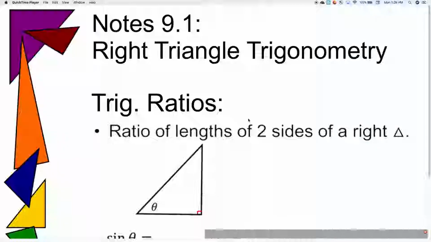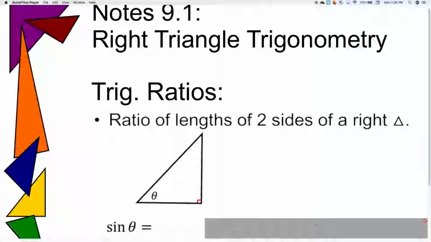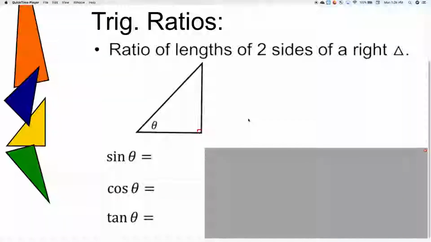We're focused on right triangle trigonometry. So this means all the things that I give you currently have to do with right triangles. They have to have a right angle in them. I can't use them for any triangle. It specifically has to be a right triangle. You should know the three basic trig ratios.